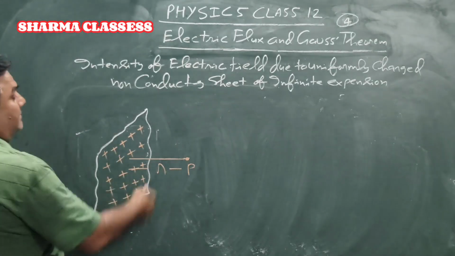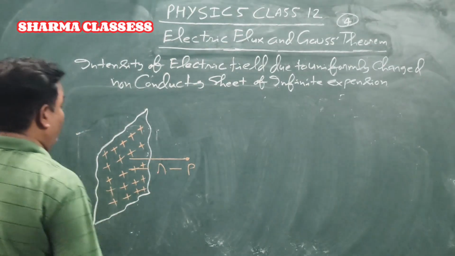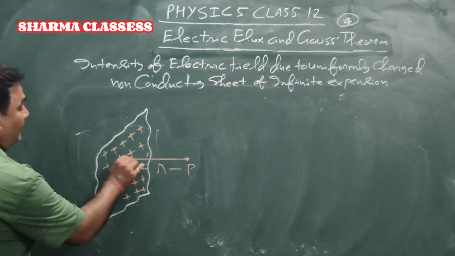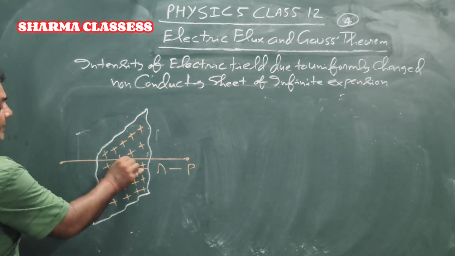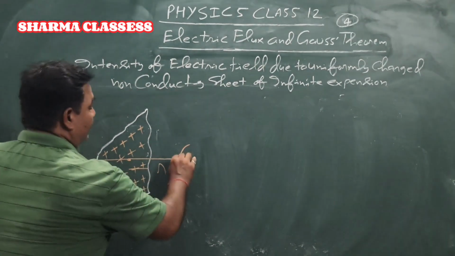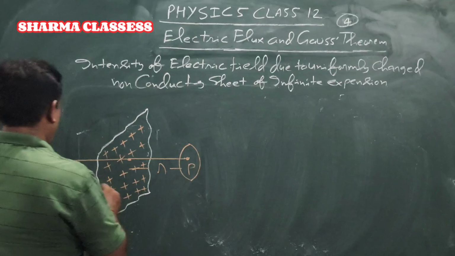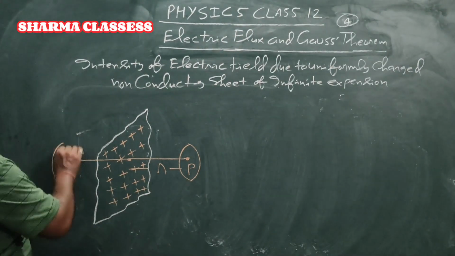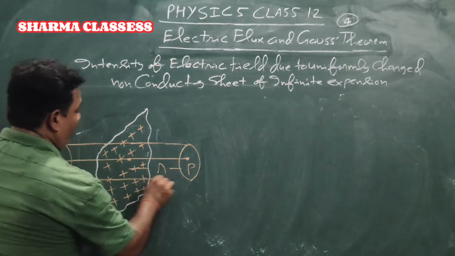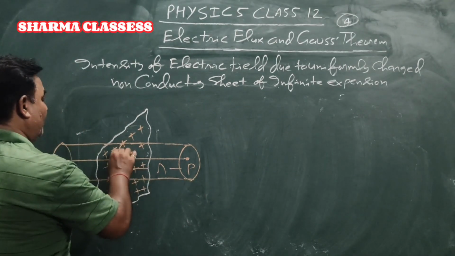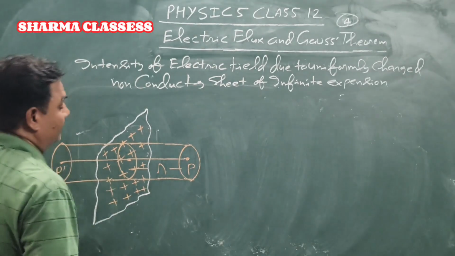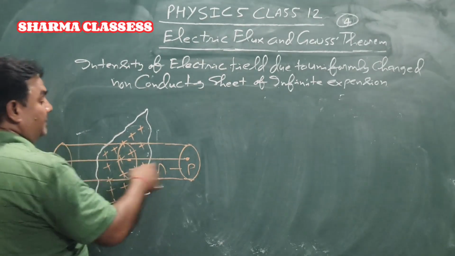Since its length is infinite and breadth is also infinite, we don't draw a spherical surface. In this condition, we take another point on the other side at the same distance, P dash, take a small area around P and the same area around P dash, and draw a cylindrical surface. Some area of this sheet is covered, not the infinite area. Now we find the electric flux passed through this closed surface.